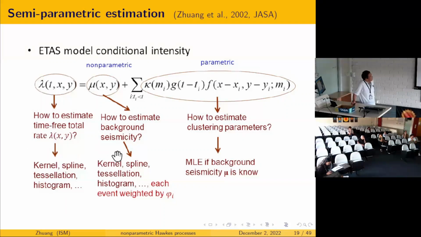For the background events, we use the same one as the total, but we can weight each event by this background probability. And then the other part could be using the MLE if this mu is given. So those parts are the parametric part.